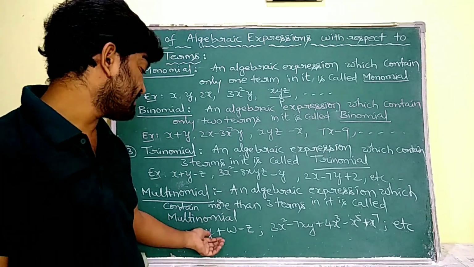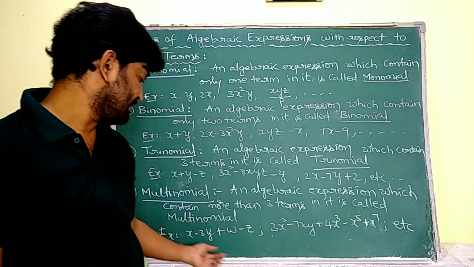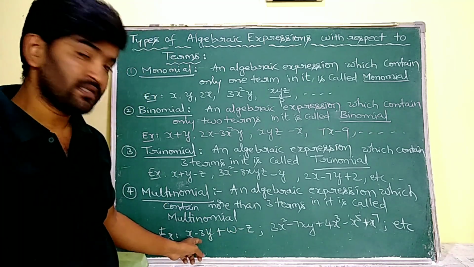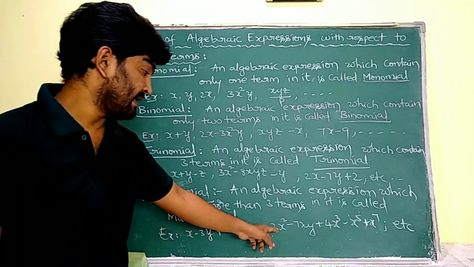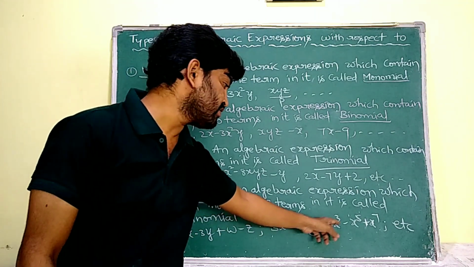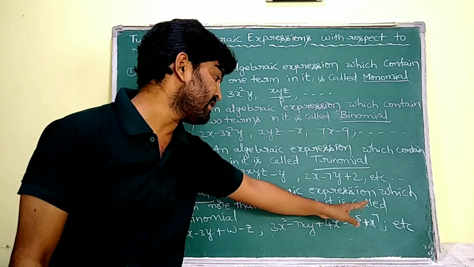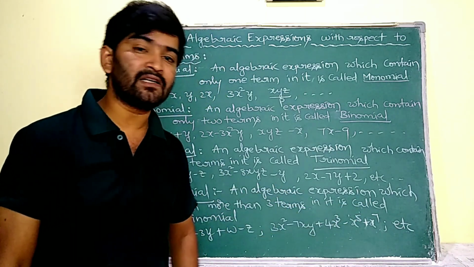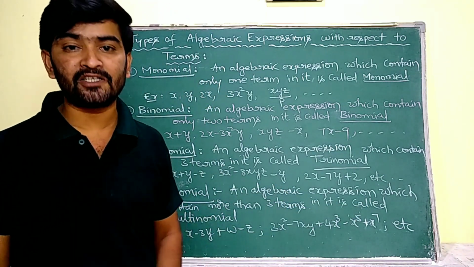So x minus 3y plus w minus z. See here, it is having four terms. So it is a multinomial. And here, 3x square minus 7xy plus 4x cube minus x to the power of 5 plus x to the power of 7, means totally 5 terms it is having. So it is also a multinomial.